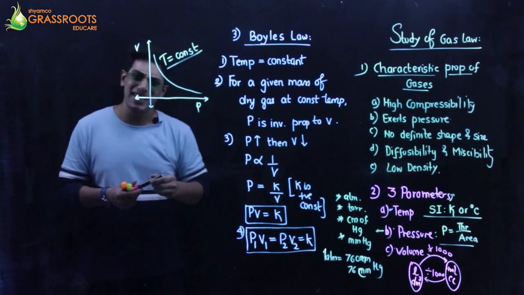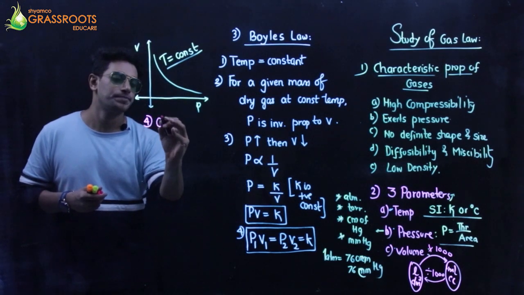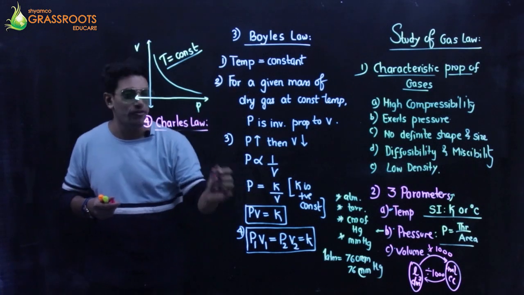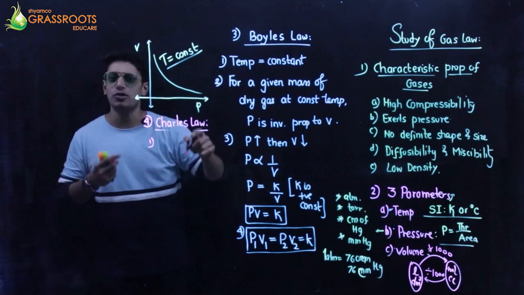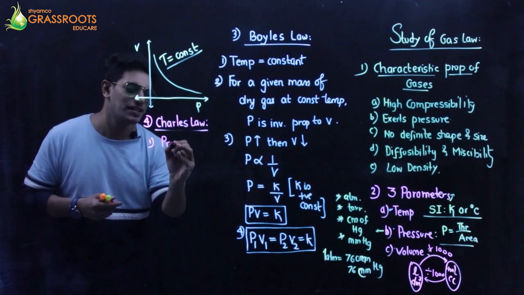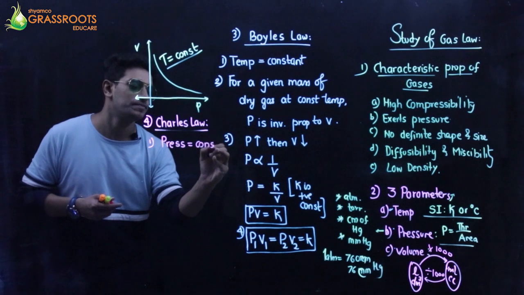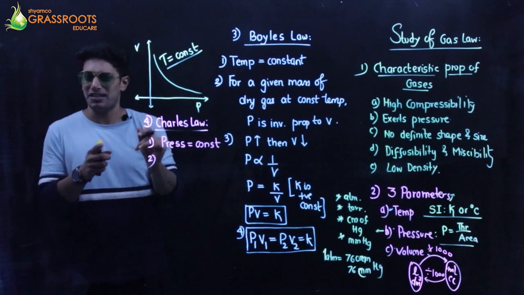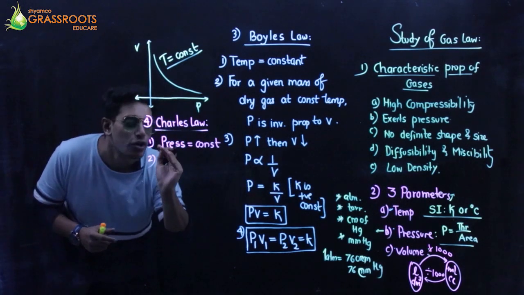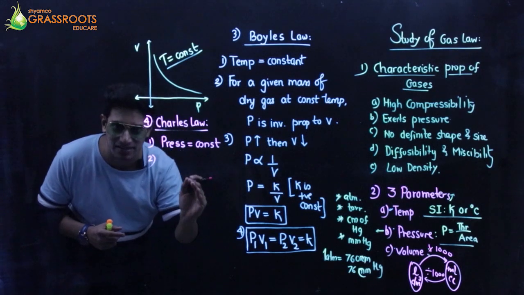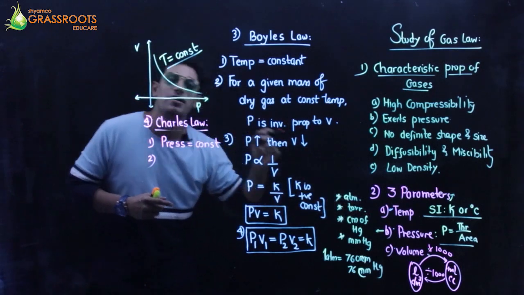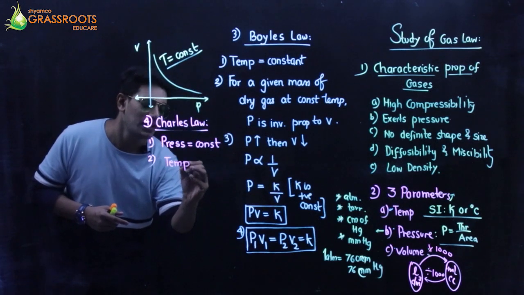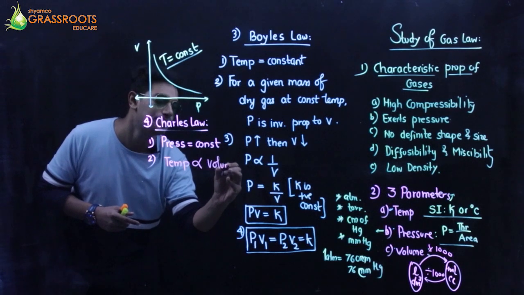Talking about the next law, which is Charles' law. Same pointers, let's go in a similar fashion. First, temperature was a constant. In Charles' law, pressure is a constant. Second, the definition. For a given mass of a dry gas at a constant pressure, temperature is directly proportional to volume.